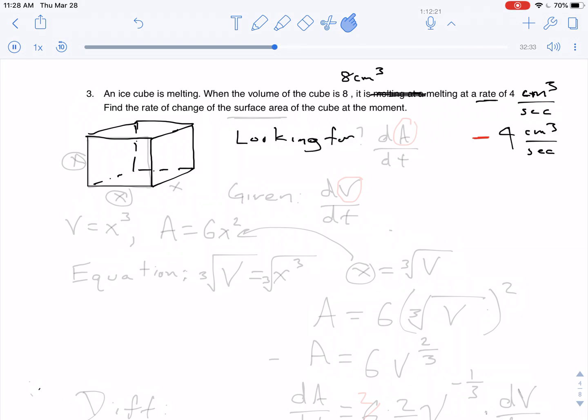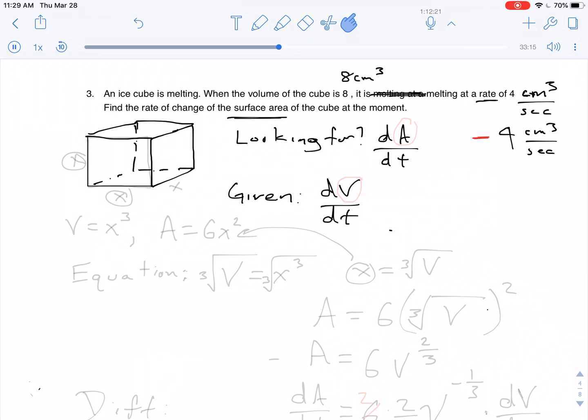What are we looking for? Rate-wise, find the rate of change of the surface area. So we are looking for the rate of change of surface area, so let's say dA dt. We're looking for dA dt. What rate are we given? Looking at the notes, the rate we're given is negative 4 centimeters cubed per second, which is dV dt. So given dV dt.